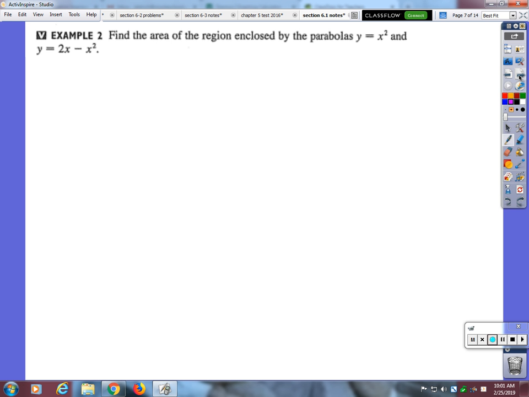All right? So we got a couple of different issues here. First thing, like Maggie said, we have to figure out who's on the top and then who's on the bottom. And then we also have to figure out where we're integrating from. What numbers are we integrating between? Okay? So now I am going to go ahead and draw the picture of the graph. So this is roughly y equals x squared.